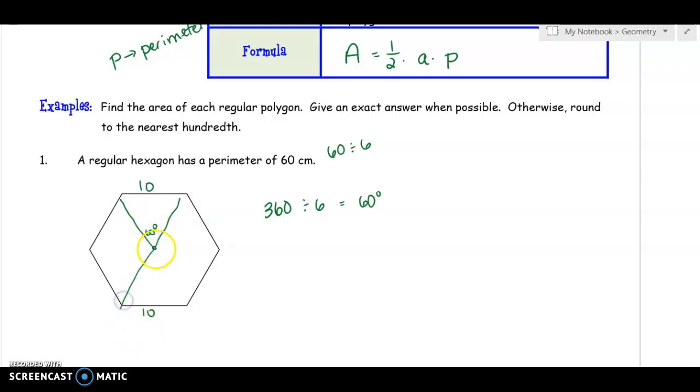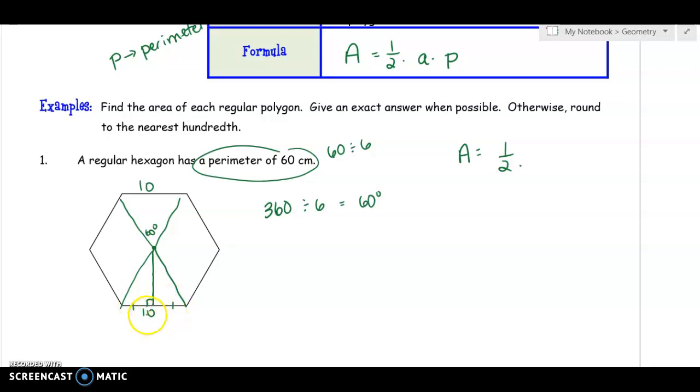All right, so down here, if I drew another central angle, this angle would be 60. However, we need to find the area, 1/2 times the apothem, which we don't have, times the perimeter, which we do have. The apothem is what we need to find. So I'm going to draw an apothem down here. It's going to go straight down and be the perpendicular bisector.